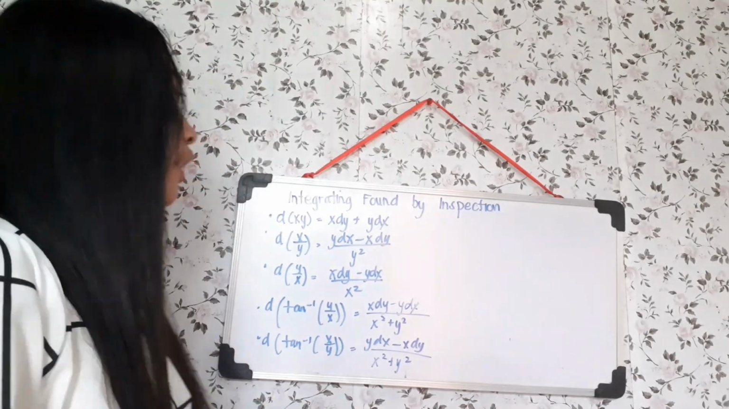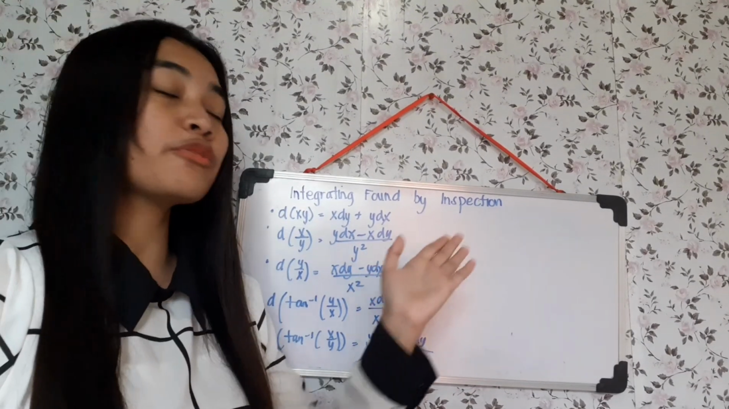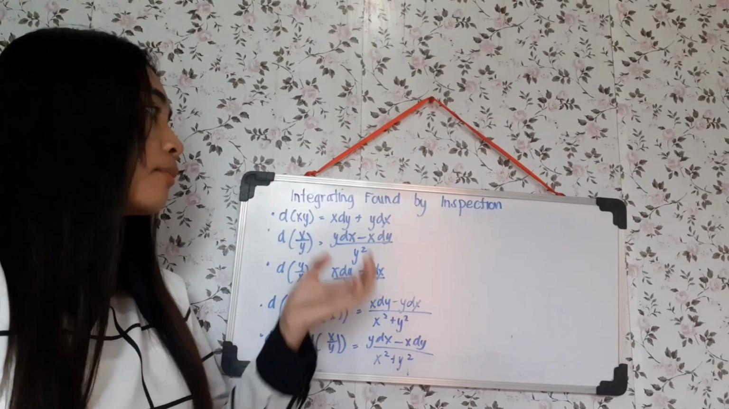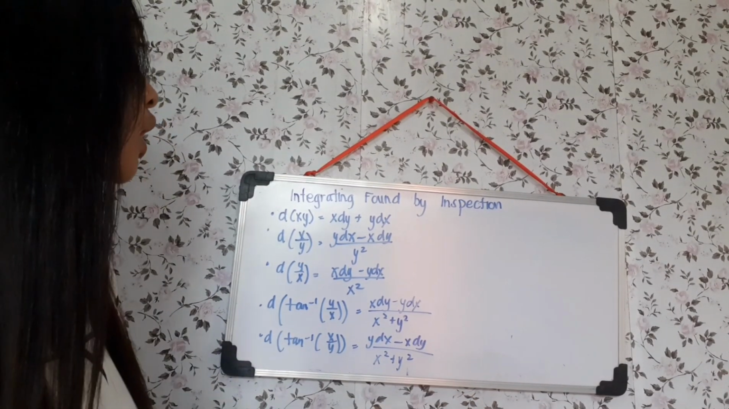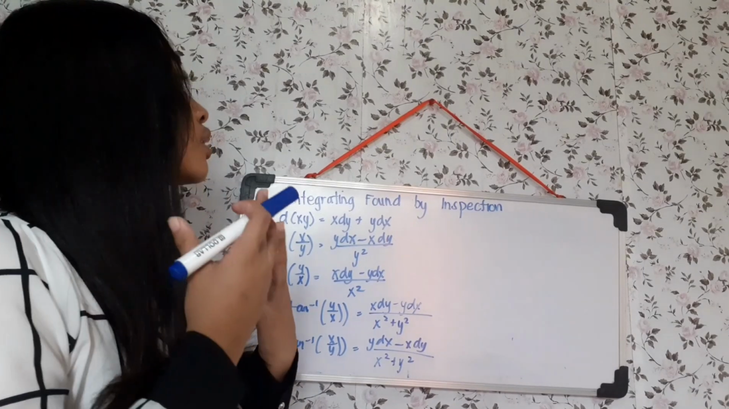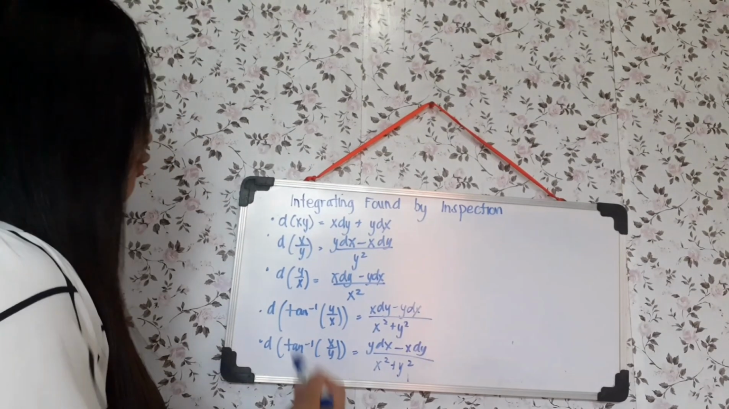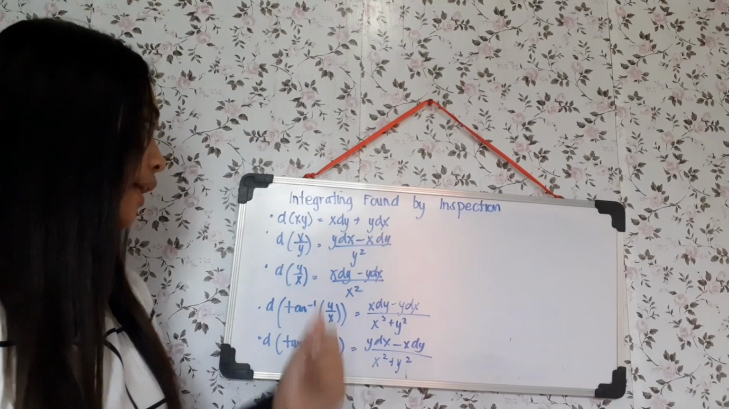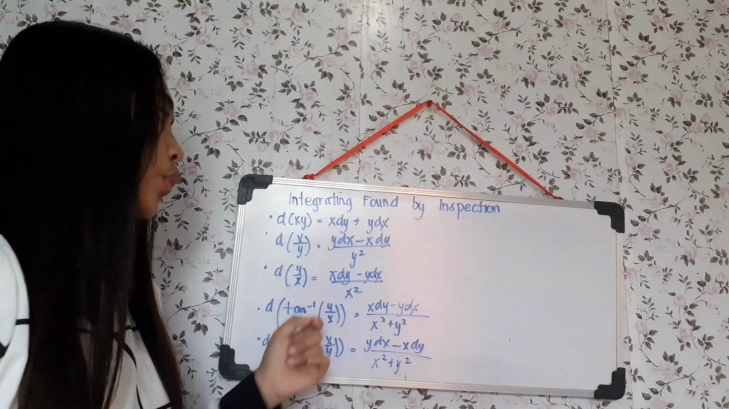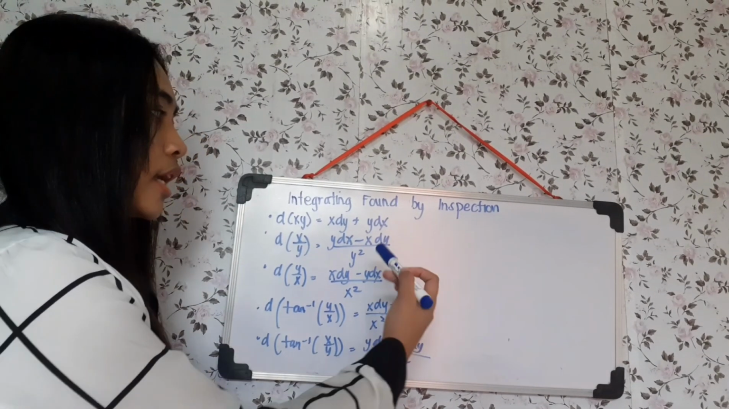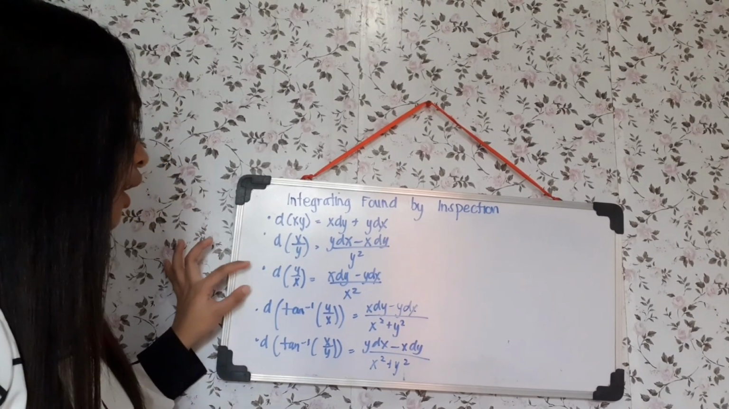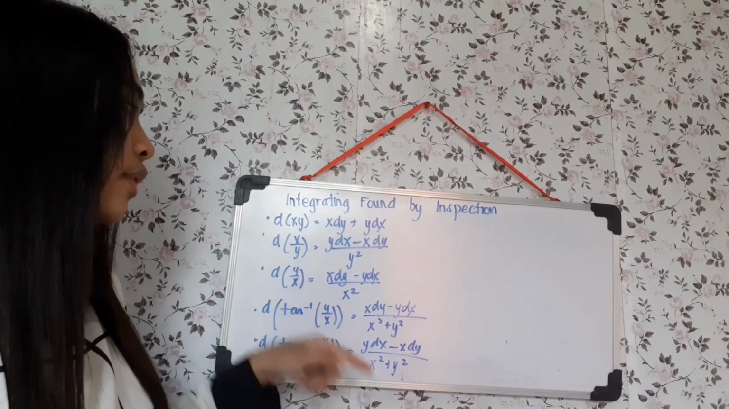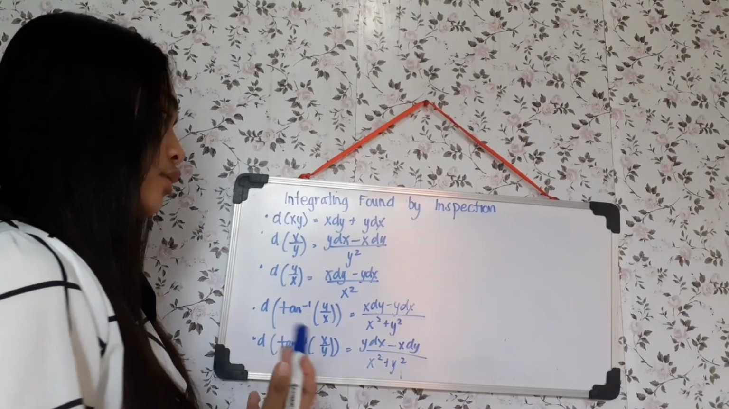So next, our topic is integrating found by inspection. We have here some formulas to remember for use in inspection. First, the derivative of xy is equal to x dy plus y dx. The derivative of x over y is equal to y dx minus x dy over y squared. Then the derivative of y over x is equal to x dy minus y dx over x squared.